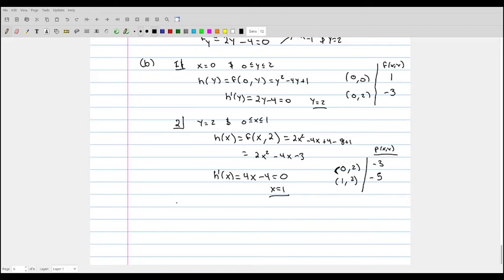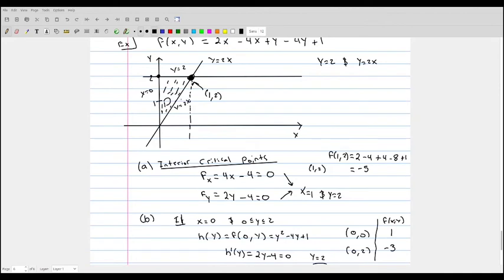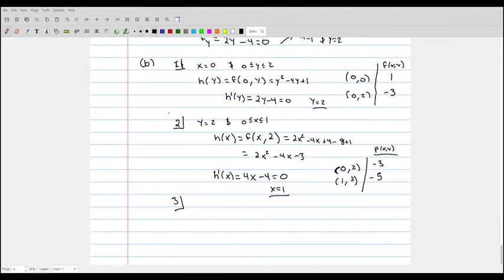And the last piece of this domain corresponds to the bottom of the domain, or the line y equals 2x, again for x between 0 and 1. When y equals 2x, this composition function h of x is going to be f at x and then y equals 2x, which when we plug into the function f ultimately will give us 6x squared minus 12x plus 1.